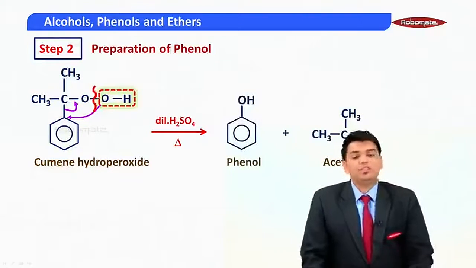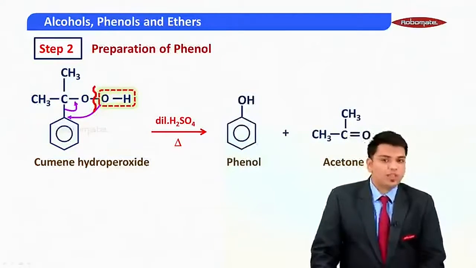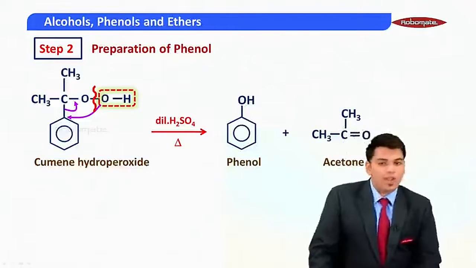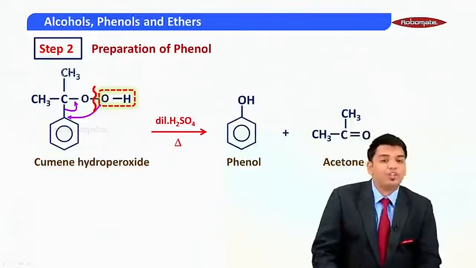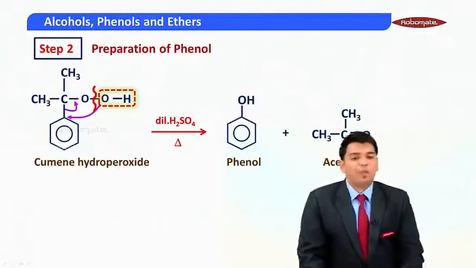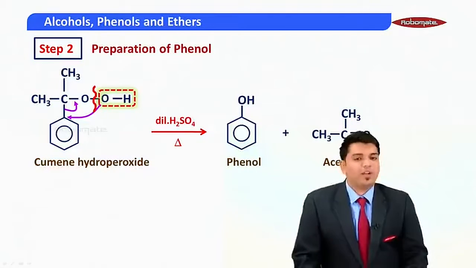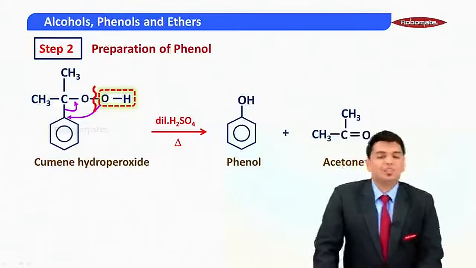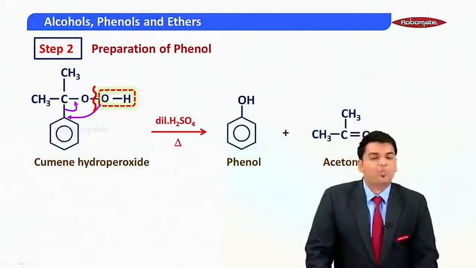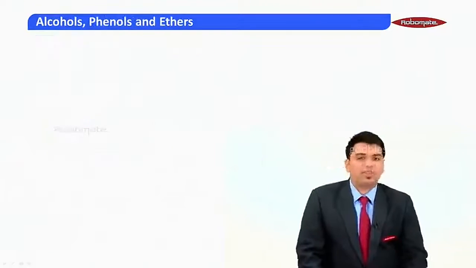The reason that this method is the commercial method is because our required product is phenol, and the byproduct that we get, acetone, is also a valuable byproduct. It also has market or industrial value. Hence, this involves all in all industrial profit. Hence, it is the commercial method.